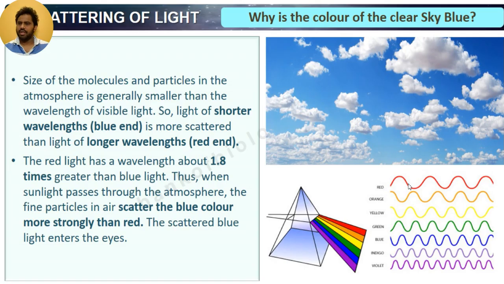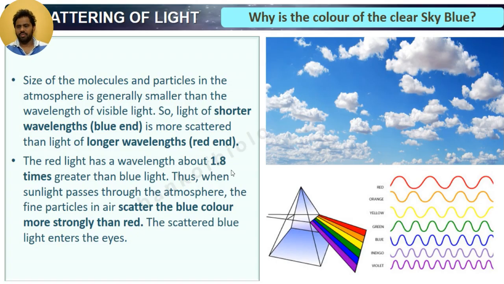This is the reason why we have the traffic signal as red. Red is kept as a signal for stop so that you can see it from a long distance. The red color will not scatter. And when we come to blue, blue has a very short wavelength, so it will scatter very easily. That's the reason why our sky looks blue. This is the answer for the question, and it can be asked in exam. So the answer is light of shorter wavelengths, that is blue, is more scattered than light of longer wavelength.